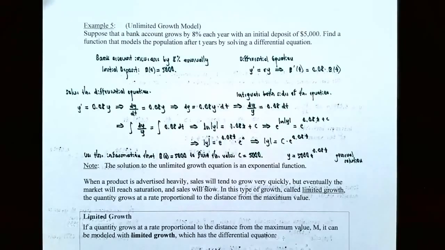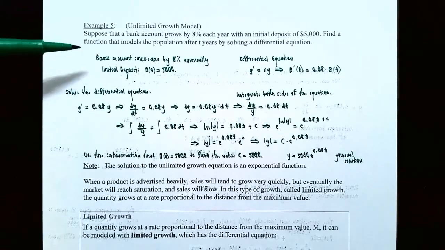So example 5, unlimited growth model. Suppose that a bank account grows by 8% each year with an initial deposit of $5,000. Find a function that models the population after t years by solving a differential equation. So we need to set up the differential equation and also solve it.